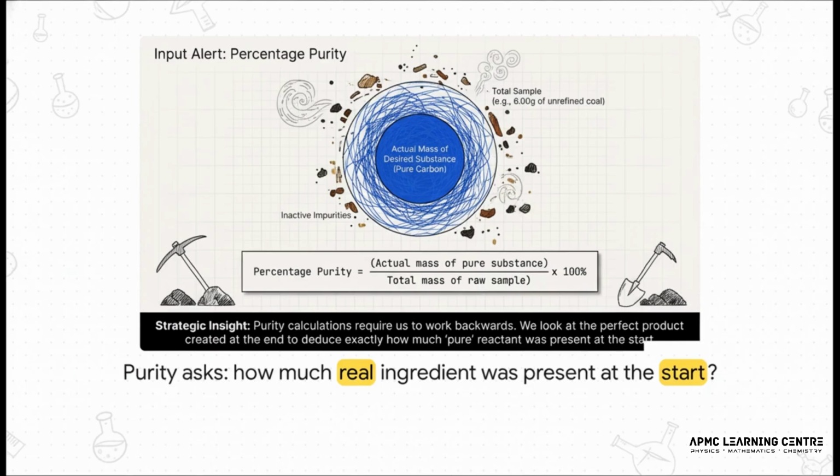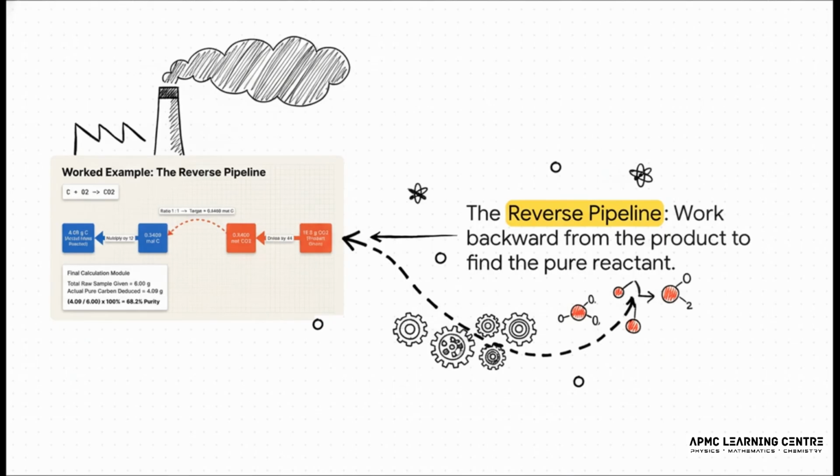I mean, imagine you're working with something like unrefined coal. What you've really got is a lump of what you want, the pure carbon, but it's mixed in with a whole bunch of other junk. Inactive stuff, filler, maybe just plain old dirt. So the first big question our dashboard has to answer is, how much of the good stuff do we actually have to begin with? So how do we figure that out?